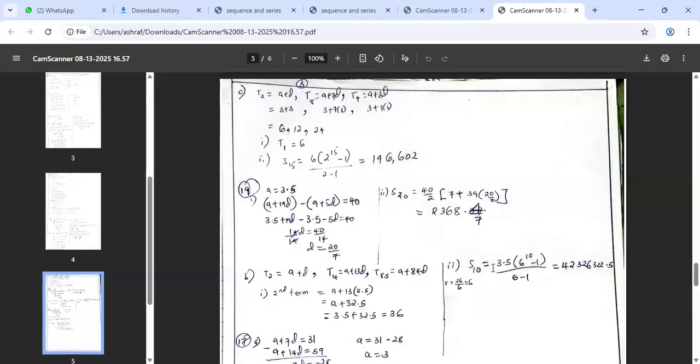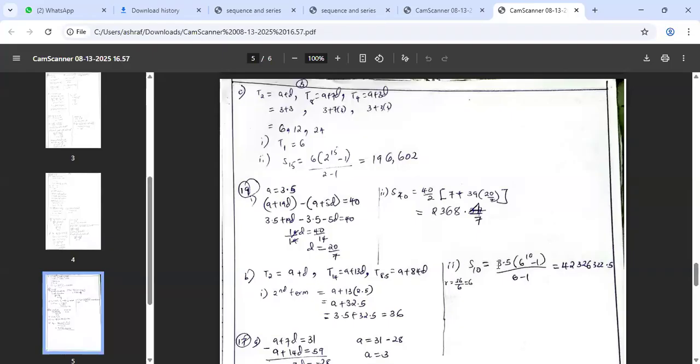Then for us to get R, we're going to use the value of T14 over T2. So T2 is supposed to be 3.5 plus 2.5. You get 6. And then T14 is what? T14 is 36. 36 divided by 6, you get your R as 6.